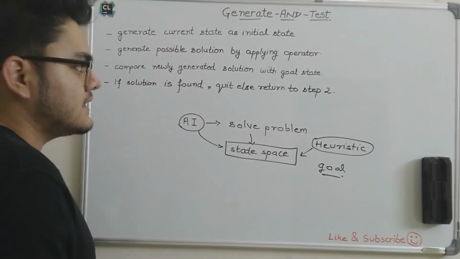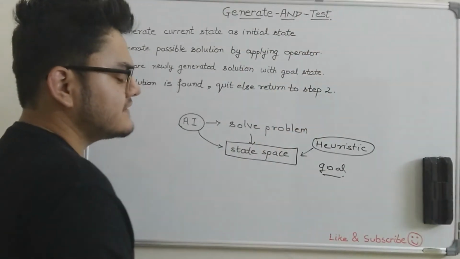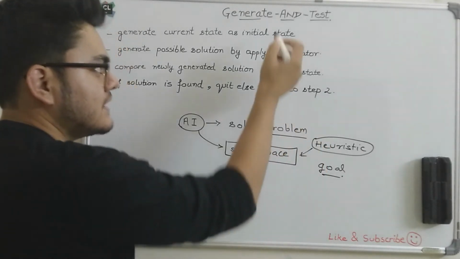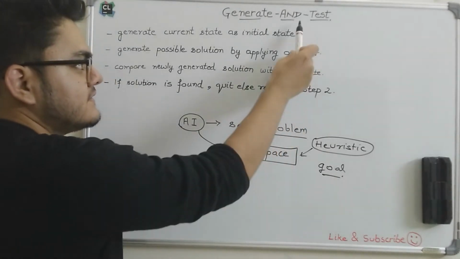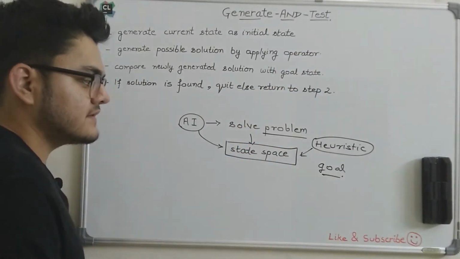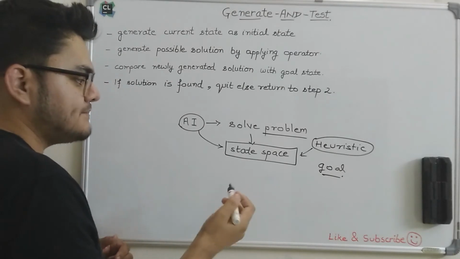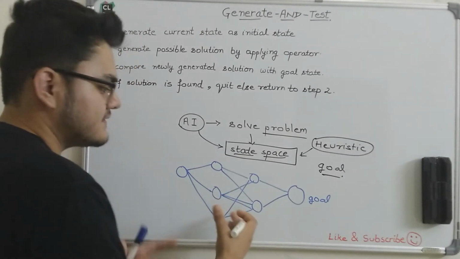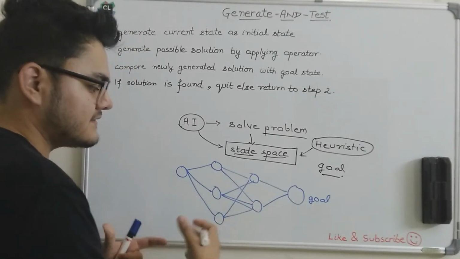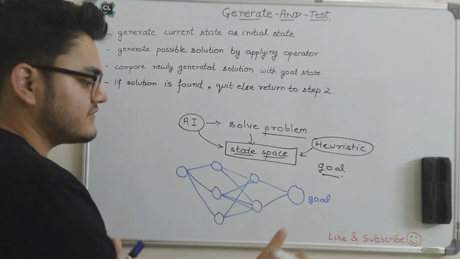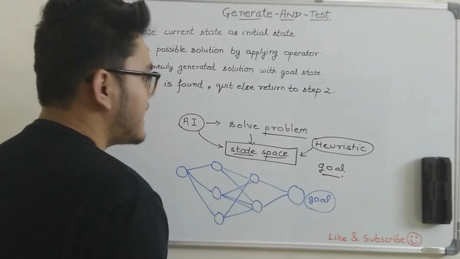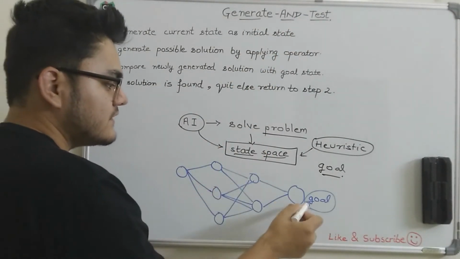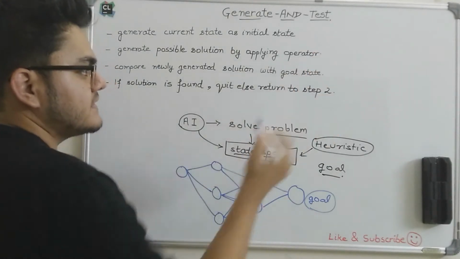Generate and test is one of the very simplest algorithms, and for very simple types of problems we can use it. So let's see what this algorithm is and how it works, right? Let's suppose we have some problem and we have the state space representation of the problem. We have just taken a simple example, where we have the goal state here. The generate and test algorithm says that if an AI agent wants to reach the goal state, it will have to perform these steps.